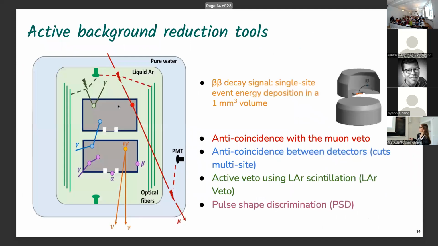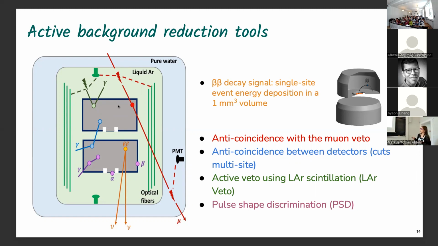Okay, so we have different active background rejection tools depending on where the signal appears, and we apply different coincidence cuts, because our signal is a single-site deposition of energy in one detector. So if we have a coincidence of this signal also in another detector or in the liquid argon or whatever, we can just cut it.